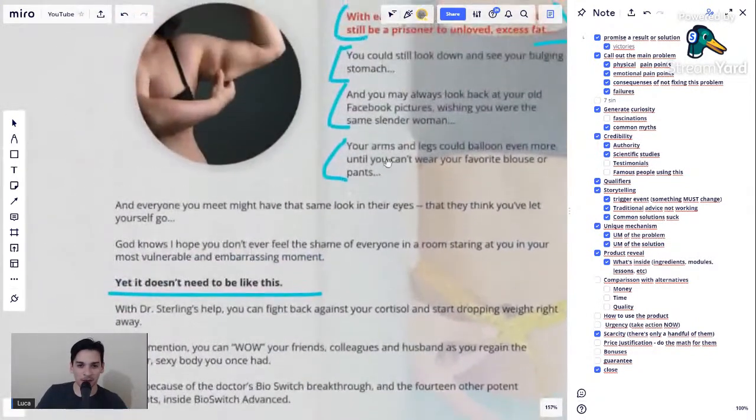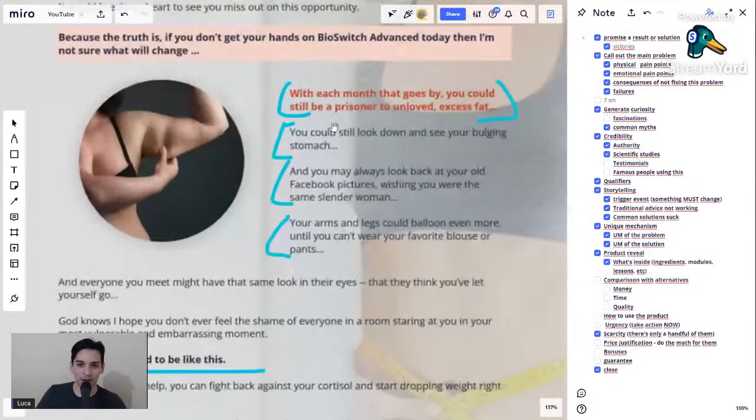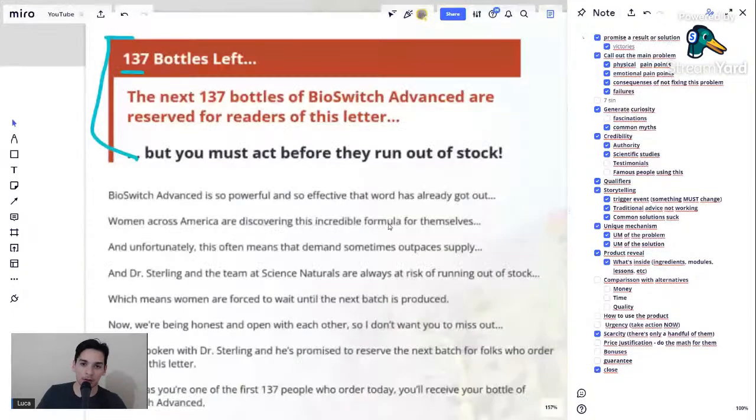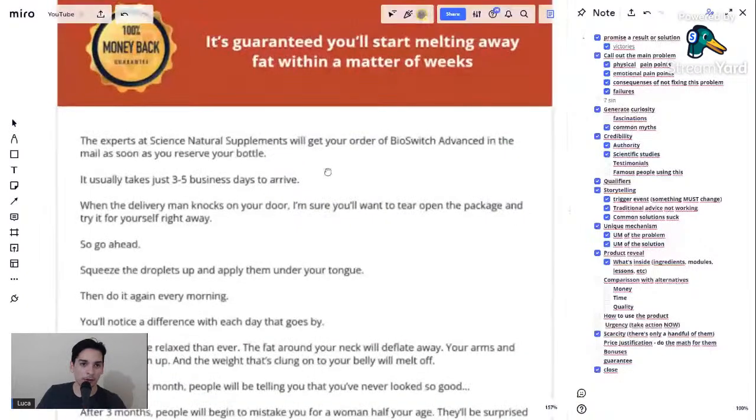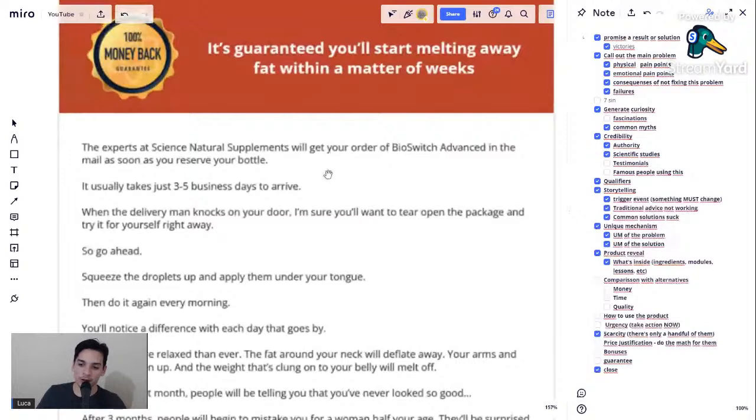I think it's well done in here. Like, if you don't take action now, this is how your life is going to look, because you cannot use a major crisis or anything like that, like in other niches, right? So take action now. This is, again, scarcity. There's only a few of this product. You have a 100% money back guarantee.